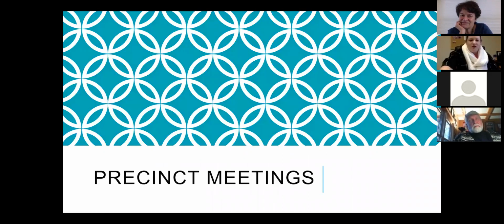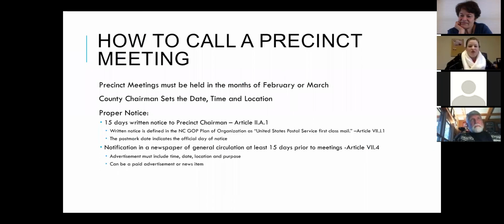So the first thing that we're going to go over is the precinct meetings. And of course, that's where everything begins for our state convention delegates. Properly calling a precinct meeting is the first step in this whole long path of becoming a delegate. Your precinct meetings have to be held in the month of February or March. And if they're held in March, they can be held on the same day as your county conventions, which I think most counties do.